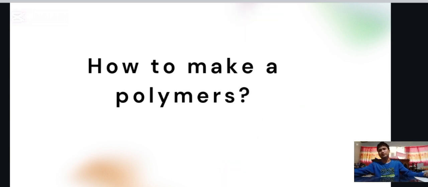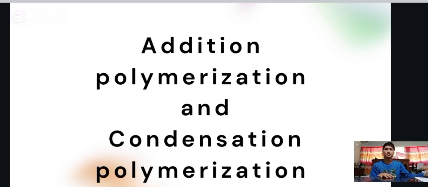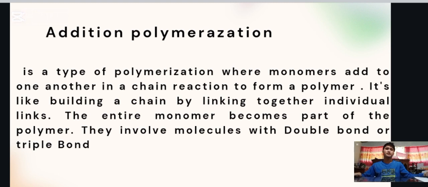How to make polymer? Before we do that, let's first identify the two types of polymerization, which are called addition polymerization and condensation polymerization. Addition polymerization is a type of polymerization where monomers add to one another in a chain reaction to form a polymer. It's like building a chain by linking together individual links. The entire monomer becomes part of the polymer.